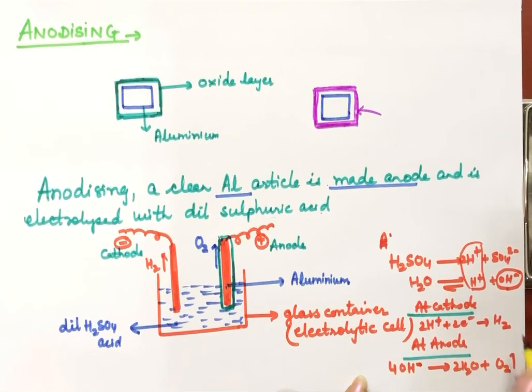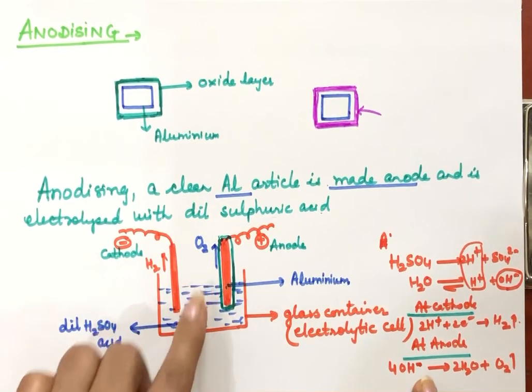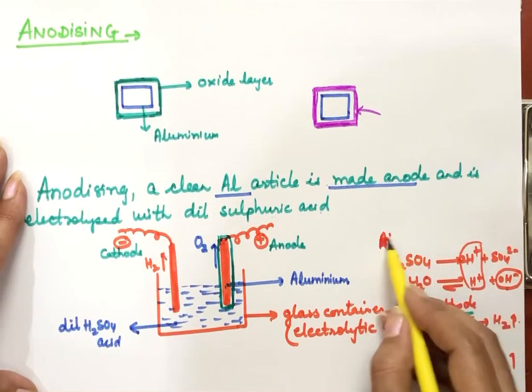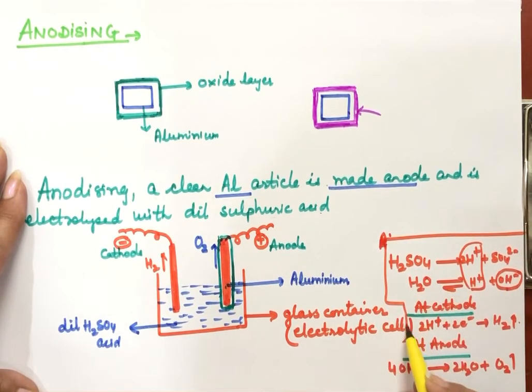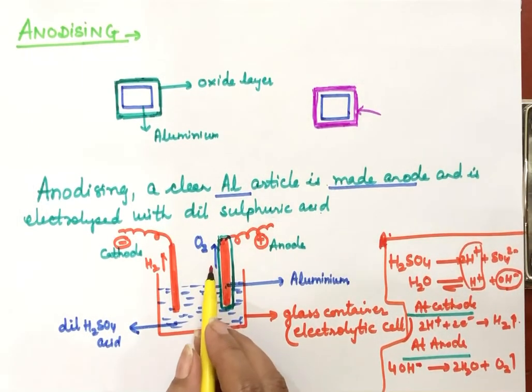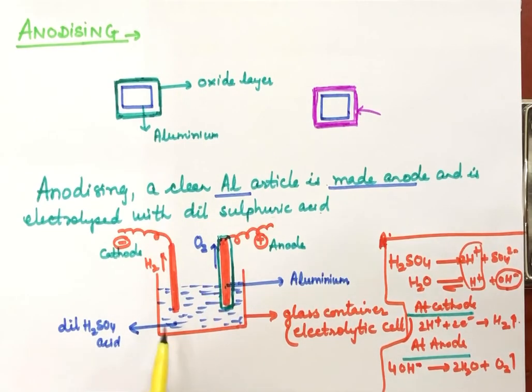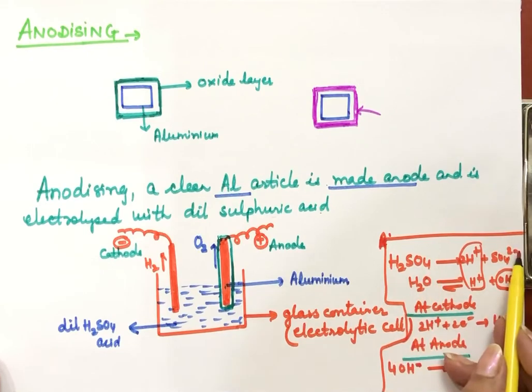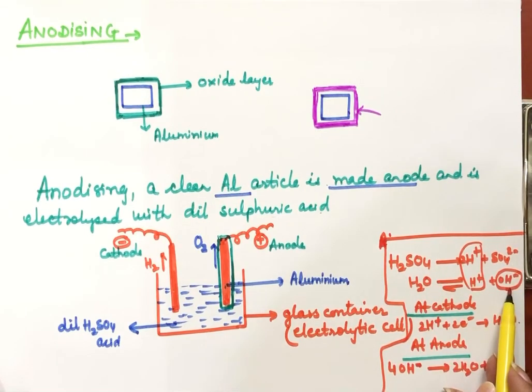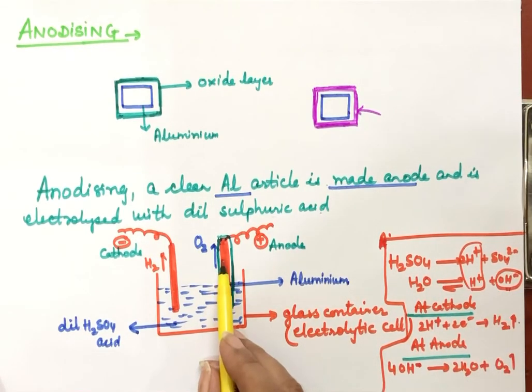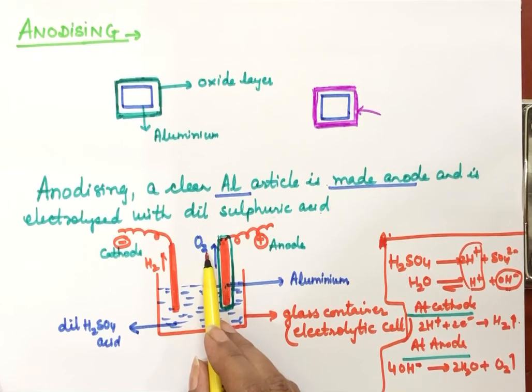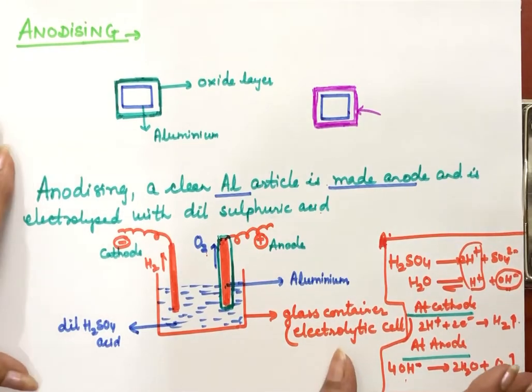So which gas is evolving here at the anode? So this I explained to you. This is not in the syllabus, but just to understand how we can say that oxygen is evolving at the anode: when dilute sulfuric acid is electrolyzed, the hydroxyl ions formed here move towards the anode, and from the hydroxyl ions, which gas is forming here? Oxygen gas is forming. So this is the process known as anodizing.